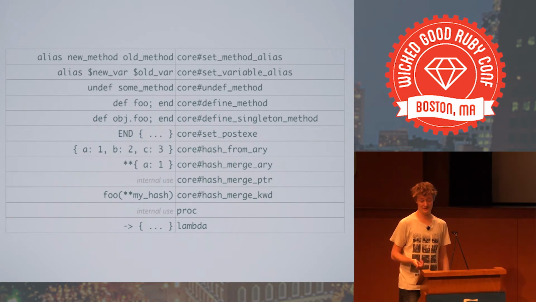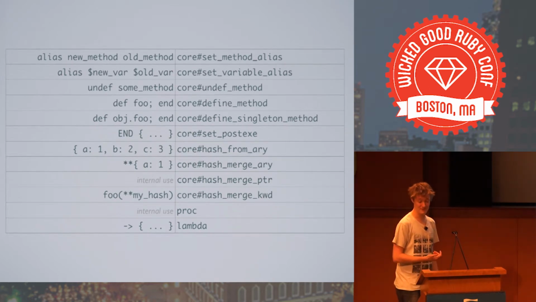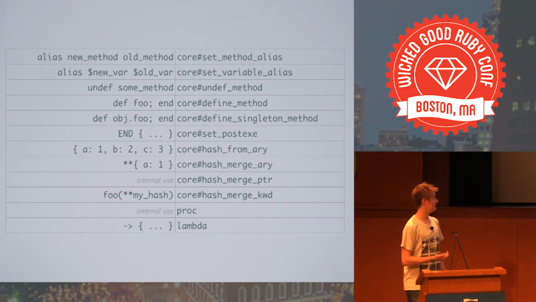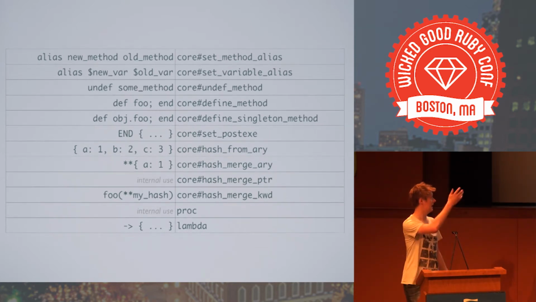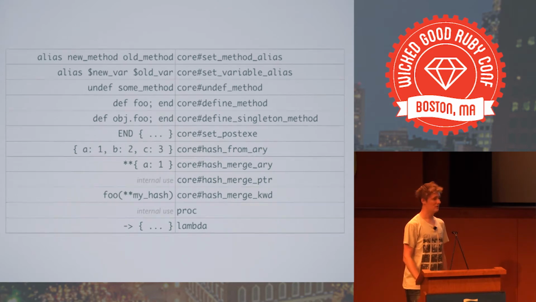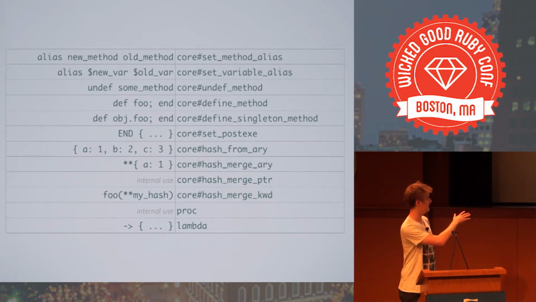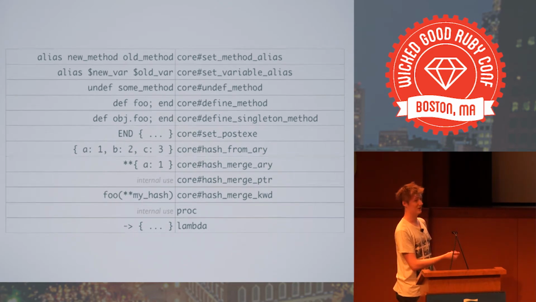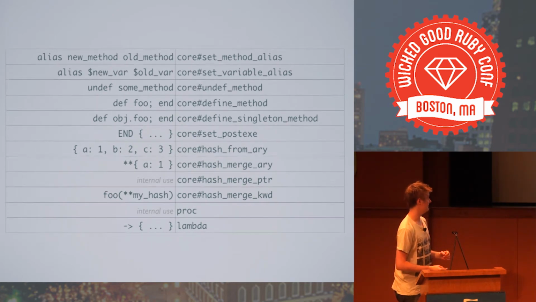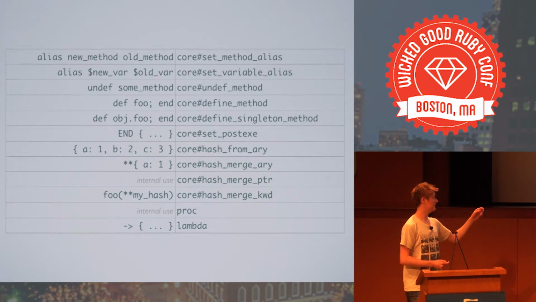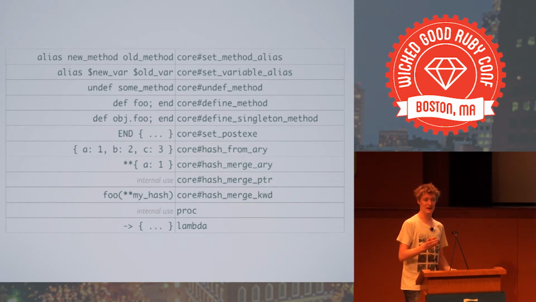When you undef a method, it'll call a method called core#undef_method. And it also has 2 methods, one called define_method, one called define_singleton_method, which are called respectively. When you use the capital END syntax, that calls set_postexe. That's basically similar to at_exit. And there's a bunch of others. There's a method called when you use the hash literal syntax. And there's methods called when you use the lambda syntax.